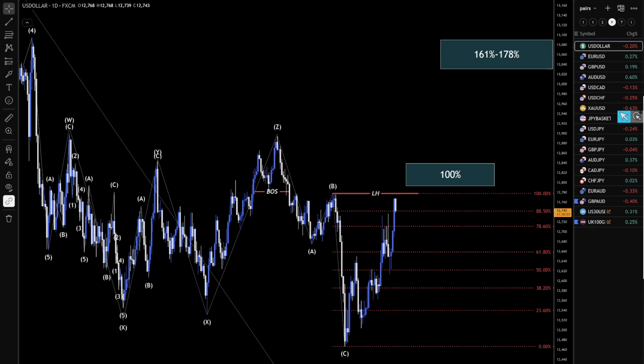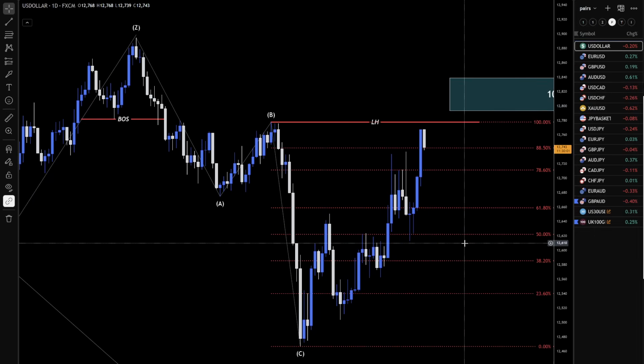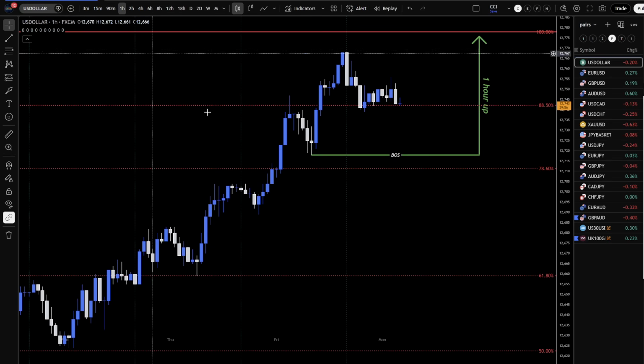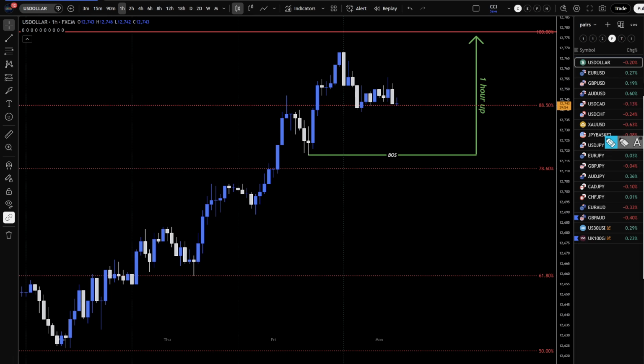Either scenario, I'm really not confident whatsoever that this move up is complete yet, and I'm definitely still looking for longs in an uptrend. So if we go down to the 1 hour time frame, this is where we can start to pay attention to our structure. The 1 hour time frame structure is right here. If it breaks below here, I will definitely become bearish.